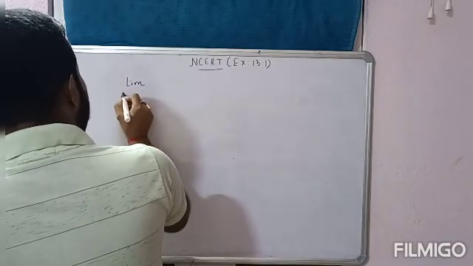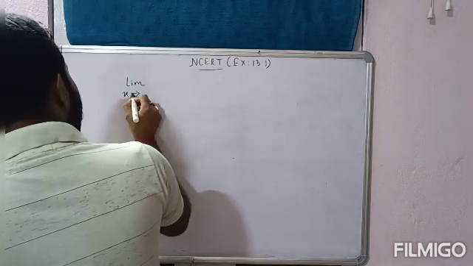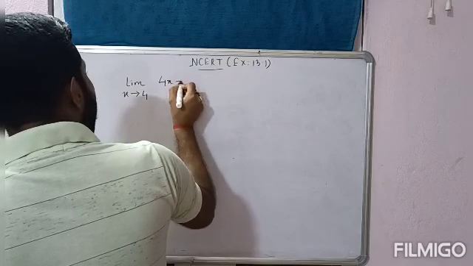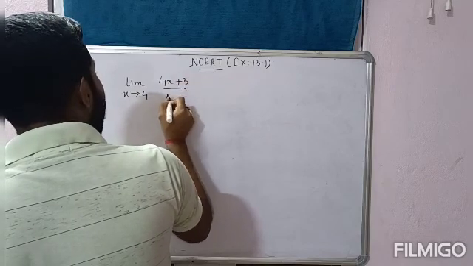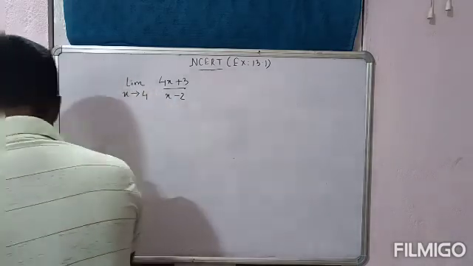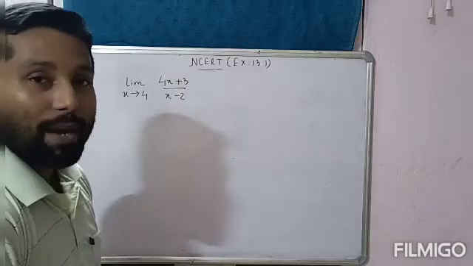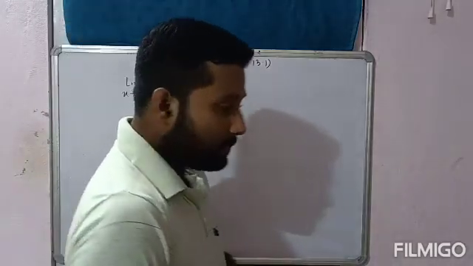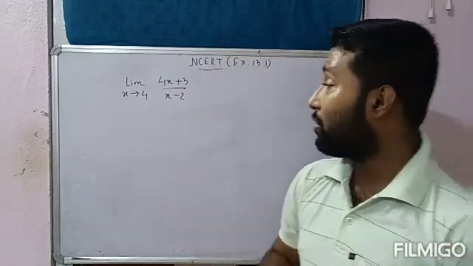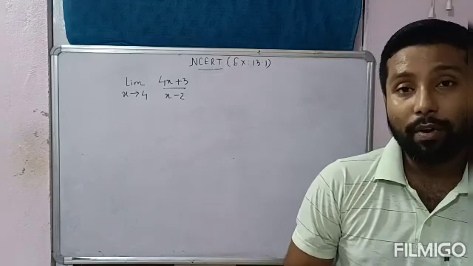Evaluate limit x approaches 4, (4x plus 3) divided by (x minus 2). There is one question like this in NCERT. Evaluate limit x approaches 4, (4x plus 3) by (x minus 2). So this is a rational function. Clearly we can say it is a rational function only, right? Because the function is in the form of px by qx.